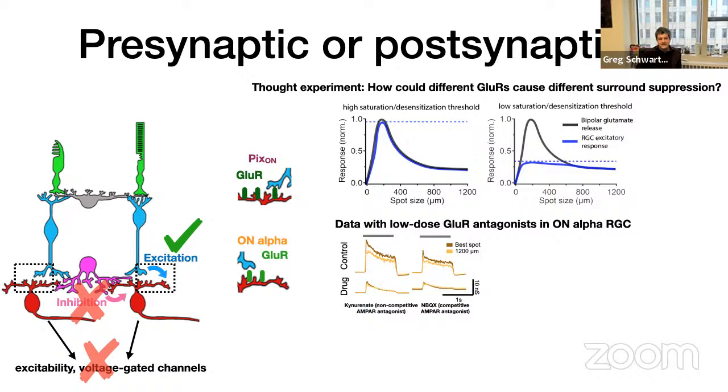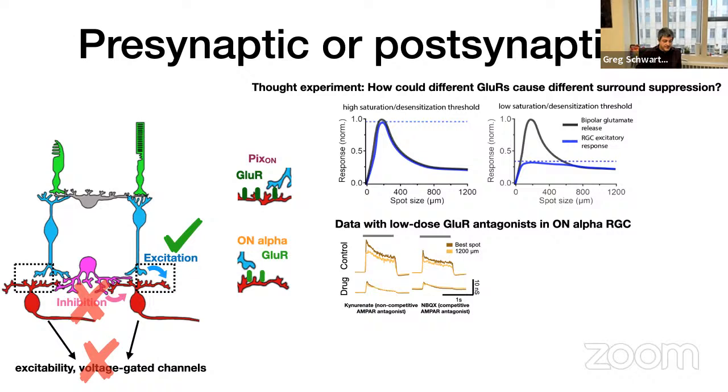So if you put AMPA receptor blockers like NBQX or kynurenate onto a ganglion cell, of course, if you put them at high enough concentrations, you lose all excitatory responses. But what if you put it at a low dose, either a competitive or a non-competitive antagonist? You should raise that desensitization threshold, right? You should reveal surround suppression if it was absent because of this desensitization or saturation. So that's the experiment we did.